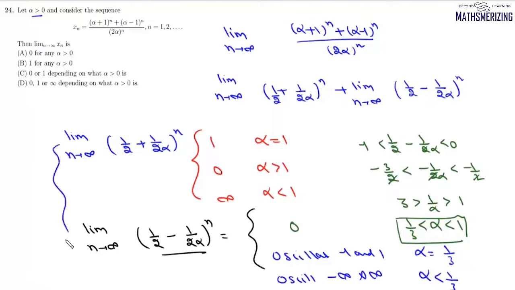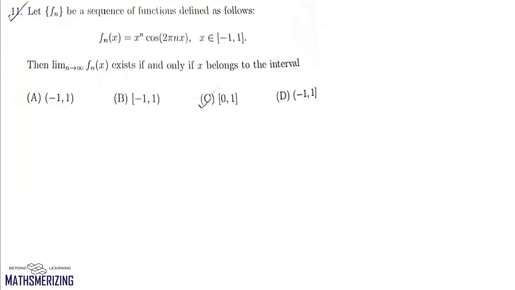Now, if we add these two limits, then limit n tends to infinite xn will take the value 0 when alpha is greater than 1, it will be 1 when alpha equals 1, and it will be infinite when alpha is less than 1. So this limit xn will take the value 0, 1 or infinite depending on the values of alpha, and which is your option D.